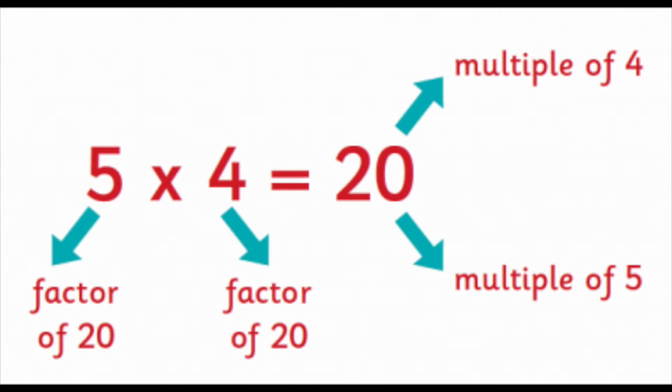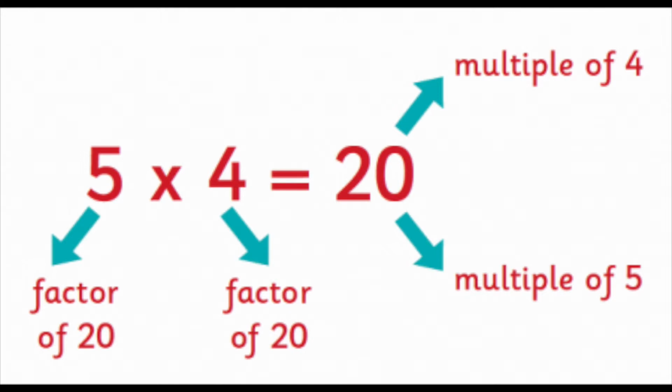A factor is a number that is multiplied by another number to get a product. So for example, factors of 20 in this case would be 5 and 4. But we know multiplication facts, and we know that there are other factors of 20 as well. 1 times 20, 1 times the number is always a factor. And remember that if the number only has 1 and itself, then that is prime. If a number has any other factors than that, that number is called a composite.